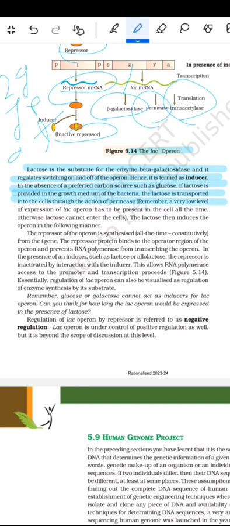action of the permease. Remember, a very low level of expression of the lac operon has to be present in the cell all the time, otherwise lactose cannot enter the cell. The lactose then initiates the operon in the following manner.